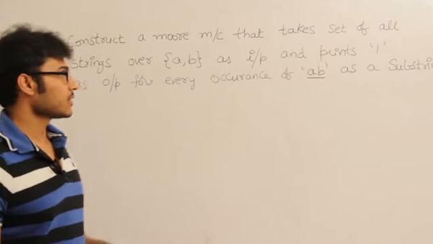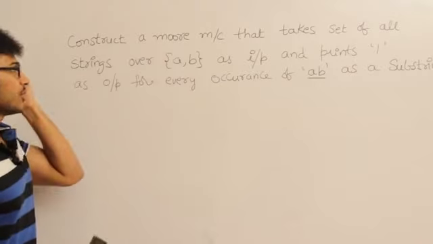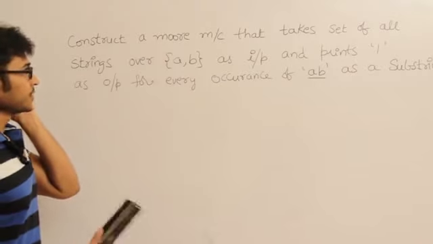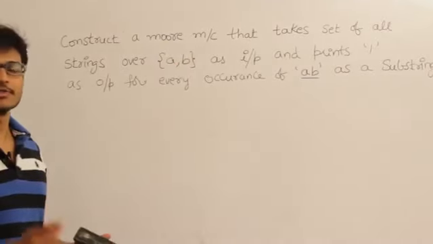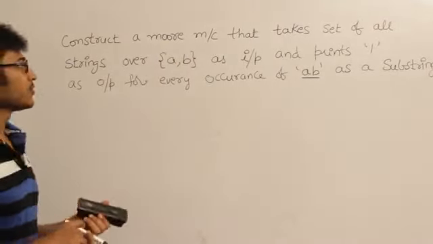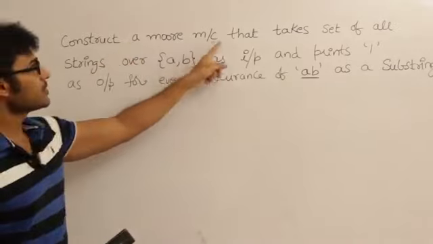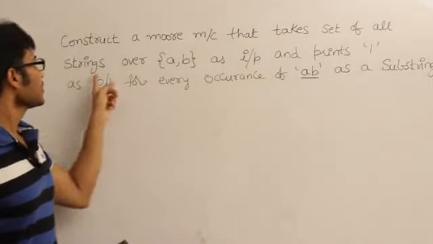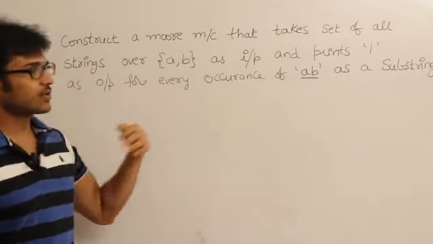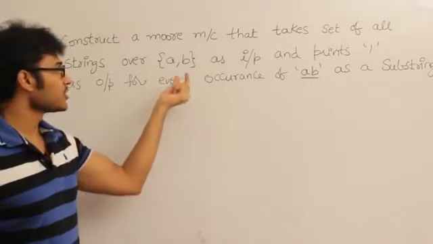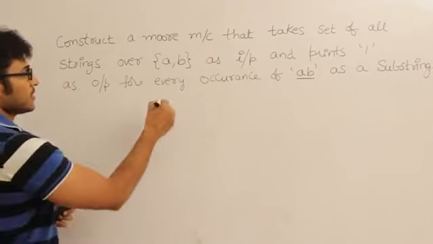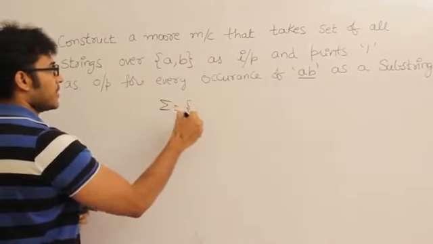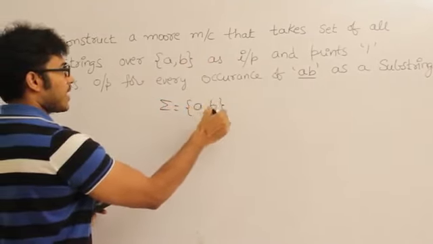Now let's try to construct a Moore machine. A Moore machine is nothing but a deterministic machine in which output is associated with state, which means for every state we have only one output. Now we have to construct a Moore machine that takes the set of all strings over a, b as input. So the input alphabet is sigma equal to a, b, that is what they have given.